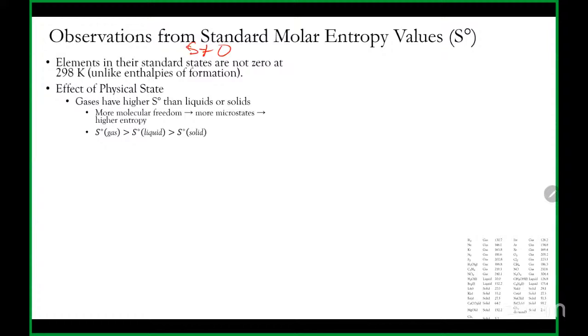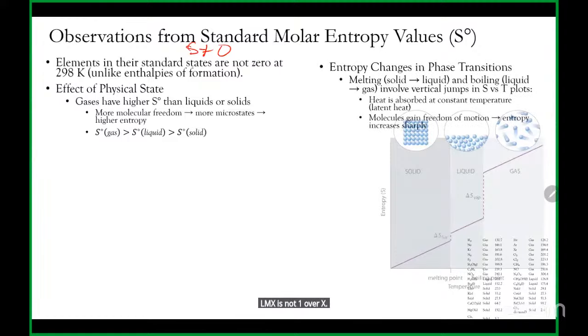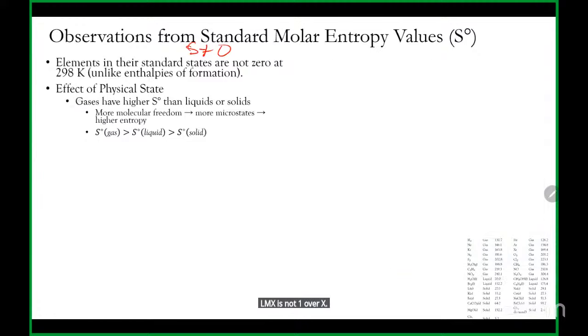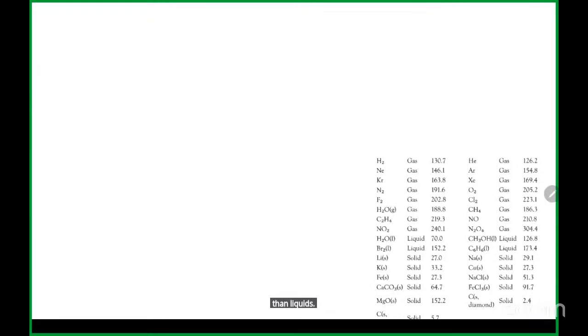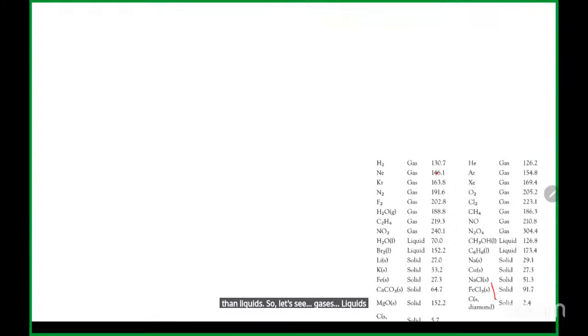ln is not a constant. It's like ln x in further math, but ln x is not 1 over x. Sorry. So gases have higher entropy than liquids. So let's see: gases, then liquids with lower entropy, then solids.